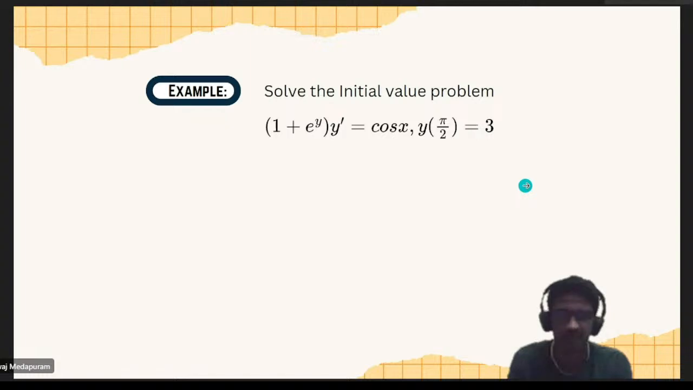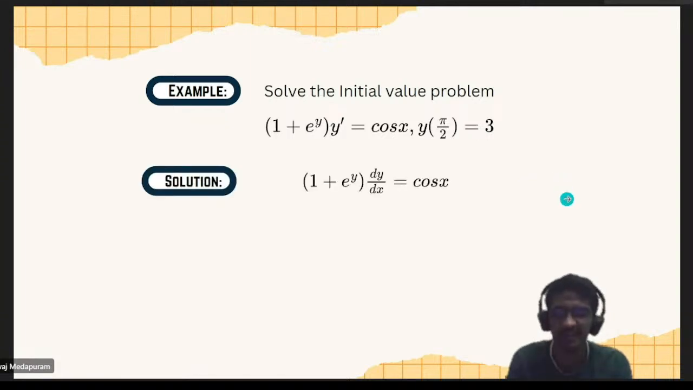Okay. I think you should have been done by now. We'll look at the solution. We have this differential equation: 1 plus e power y times y' equals cos x. We can just take the dx here and integrate on both sides.